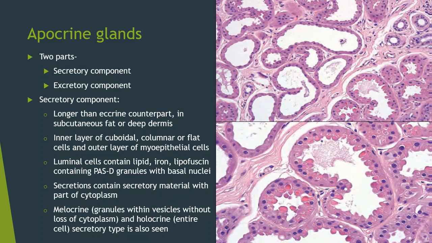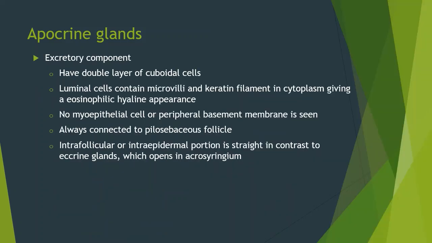Coming to the excretory component, this is like the eccrine glands. They have a double layer of cuboidal cells. The luminal cells contain microvilli and keratin filaments in the cytoplasm, giving an eosinophilic hyaline appearance. No myoepithelial cell is present here again. And these apocrine excretory ducts are always connected to the pilosebaceous follicle. Unlike the eccrine gland, whose excretory duct opens to the acrosyringium in the epidermis, here the excretory ducts are connected to the pilosebaceous unit.